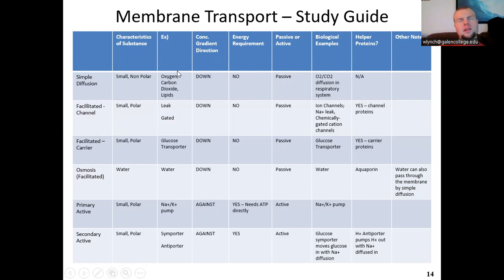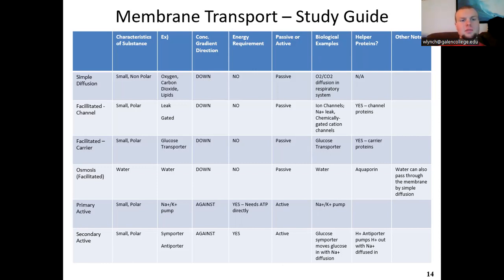They're going to move down the concentration gradient. So it is a simple process. It is naturally occurring. It does not need any energy. A biological example, we saw the oxygen carbon dioxide diffusion. All right. It does not need any additional help. It does not need any additional mechanisms.